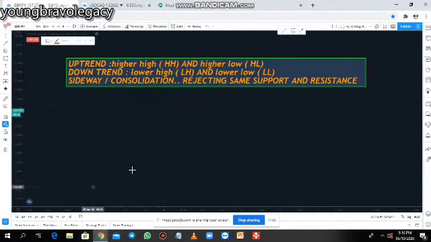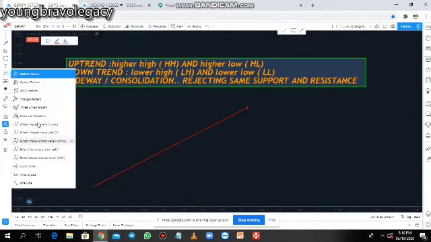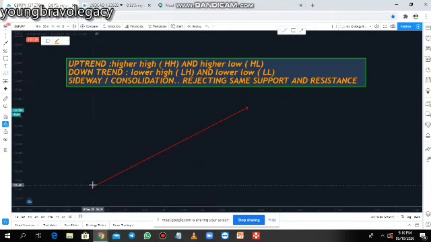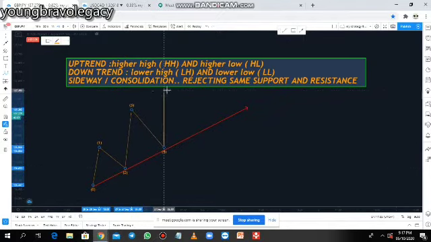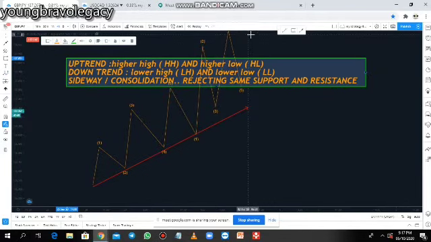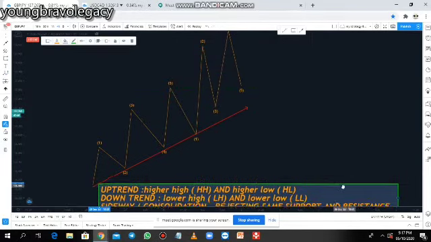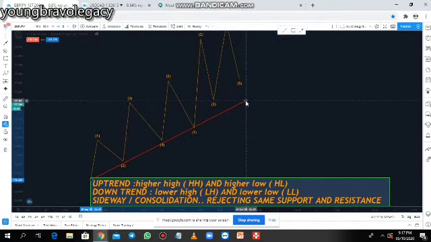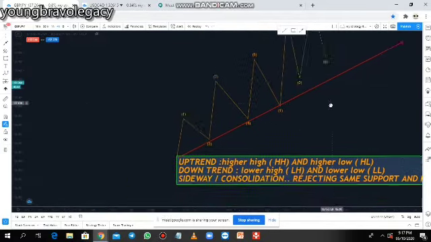So now we have higher highs and higher lows, while for downtrend we have lower highs and lower lows. Now let's represent what that means. When the market is moving in an uptrend, it moves this way. It will go up, come down a little bit, go up, come down a little bit, go up again, come down, go up again, like that. This is how the market moves in an uptrend.